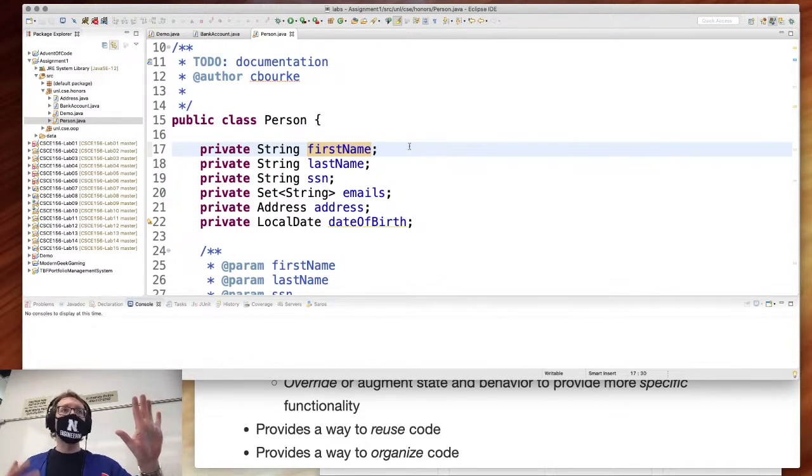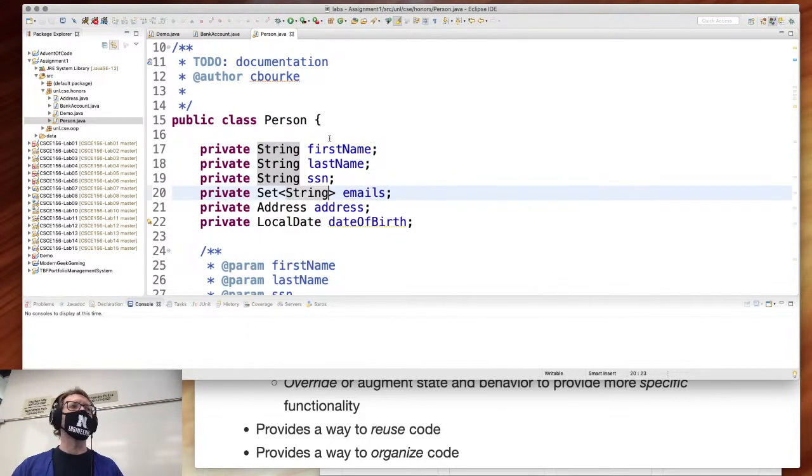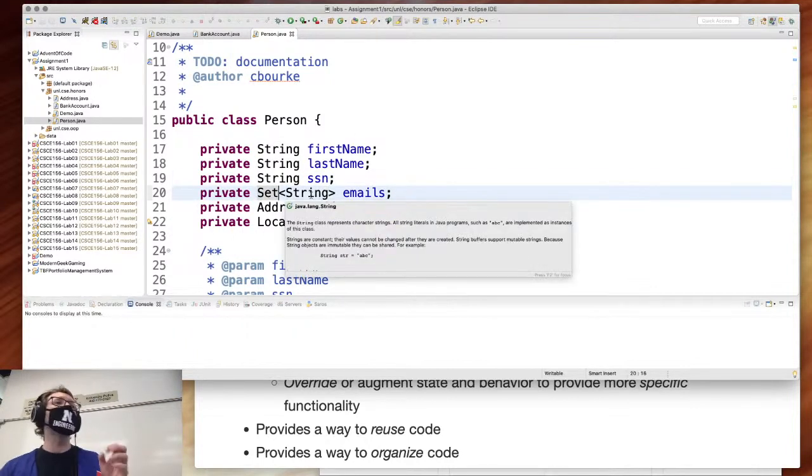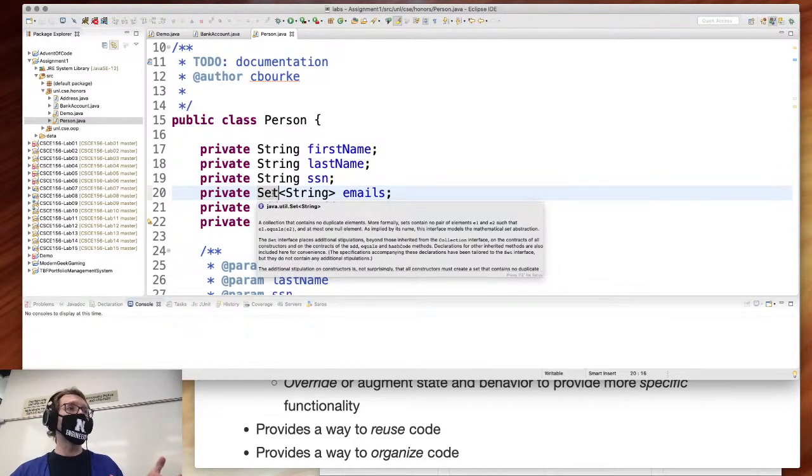A pitfall would be like a leaky abstraction, and I think that we did that with the emails last time, or maybe it was something else, where you don't have to worry. You just need to know that a person has emails. You don't need to know that they're a set of emails, or a list of emails, or a tree of emails, whatever, right? You just have emails, right?